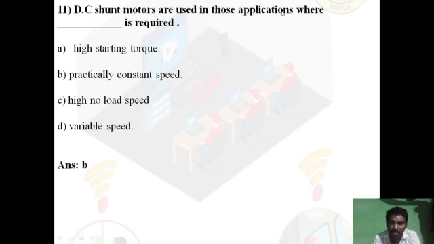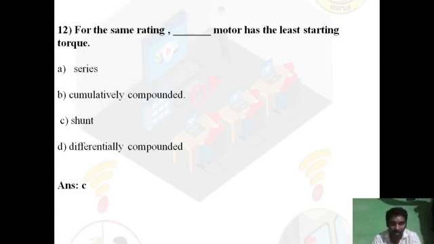DC shunt motors are used in those applications where practically constant speed is required. Already we have seen constant speed applications. We can go for the DC shunt motor. So here you can go for option B. For the same rating, the DC shunt motor has the least starting torque. Already from the torque-armature current characteristics we have seen that the DC shunt motor has the least, medium or less starting torque. Therefore, the DC shunt motor has the least starting torque.